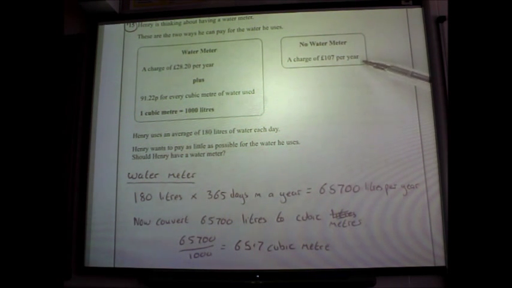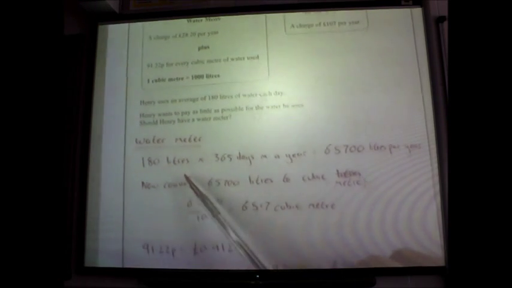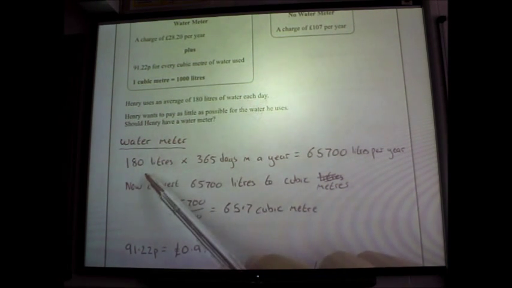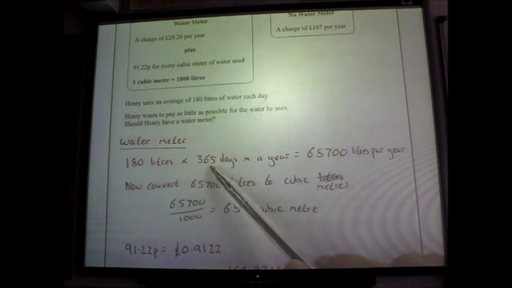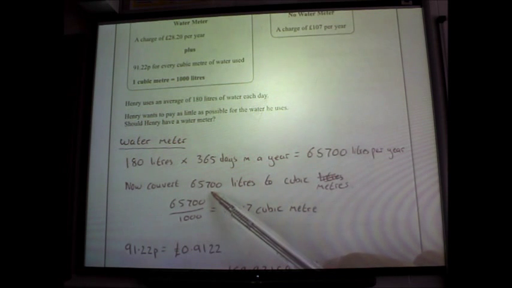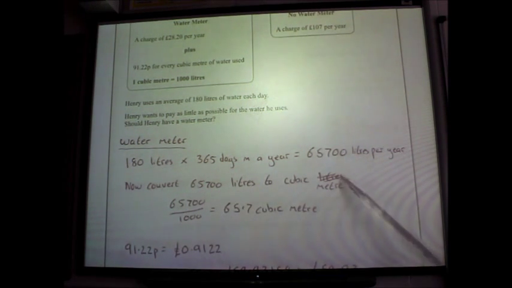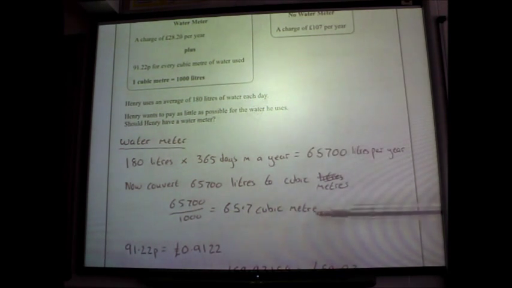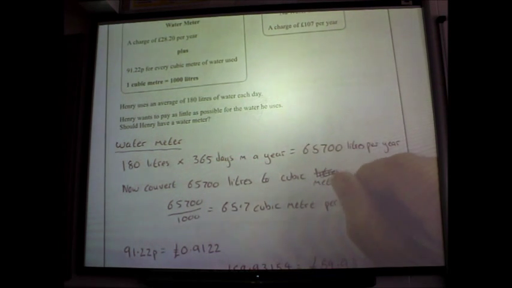With no water meter, it's £107 a year, so we're going to work out how much it is with a water meter. First of all, it tells me in the question that he uses 180 litres a day, so I've times it by 365 days a year to give me 65,700 litres per year. We need to convert this to cubic metres, and it tells me here that 1 cubic metre is 1,000 litres, so I simply divide it. So he's used 65.7 cubic metres per year.